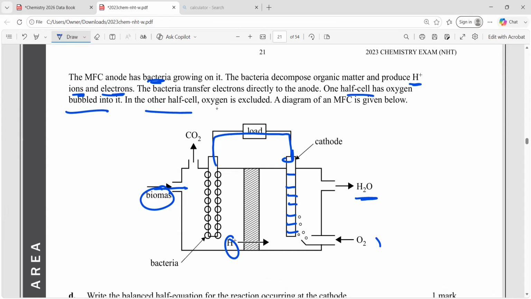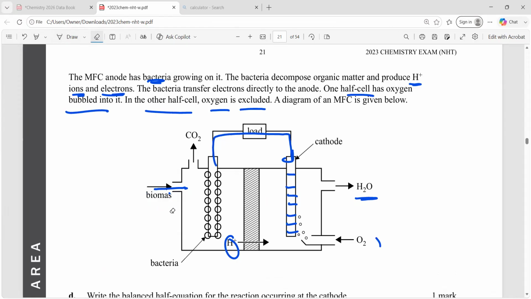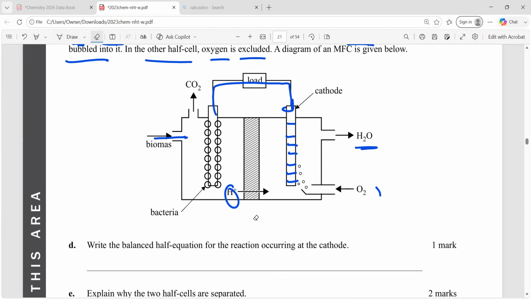In the other half cell, oxygen is excluded. Okay, that's very important. So we have an oxygen-rich environment in the cathode environment, but we don't have oxygen here, right? Because we want the biomass to be anaerobically fermented. So write the balanced half equation for the reaction occurring at the cathode.